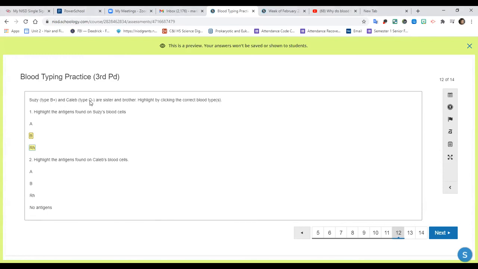Does Caleb have any antigens? No, remember he's O. So O has none. Okay, they're bold. Okay, so no antigens. Very good, Braxton, Fatima. Next one.